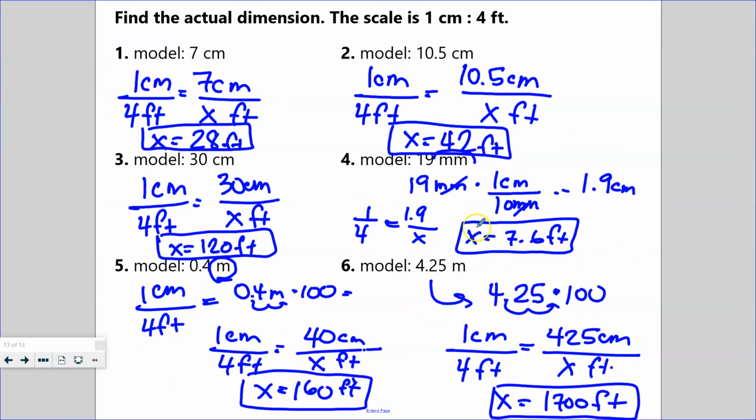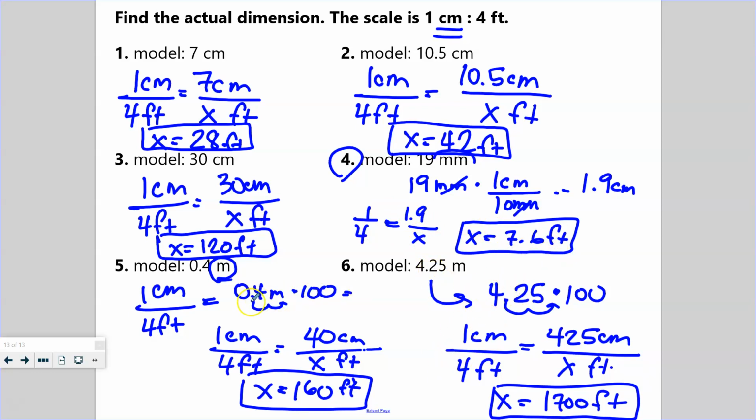So as you can see, folks, I actually did number 4 incorrectly. Basically, I need to convert my 19 millimeters to centimeters, because that's what's given in my scale unit. You can also change this to millimeters, but you'd also change the feet. But the easiest thing to do is set up a conversion factor, which is 19 millimeters times 1 centimeter over 10 millimeters, because 1 centimeter is 10 millimeters, and so we have 19 divided by 10, which equals 1.9. Set up your proportion, cross multiply, and you get x equals 7.6 feet.